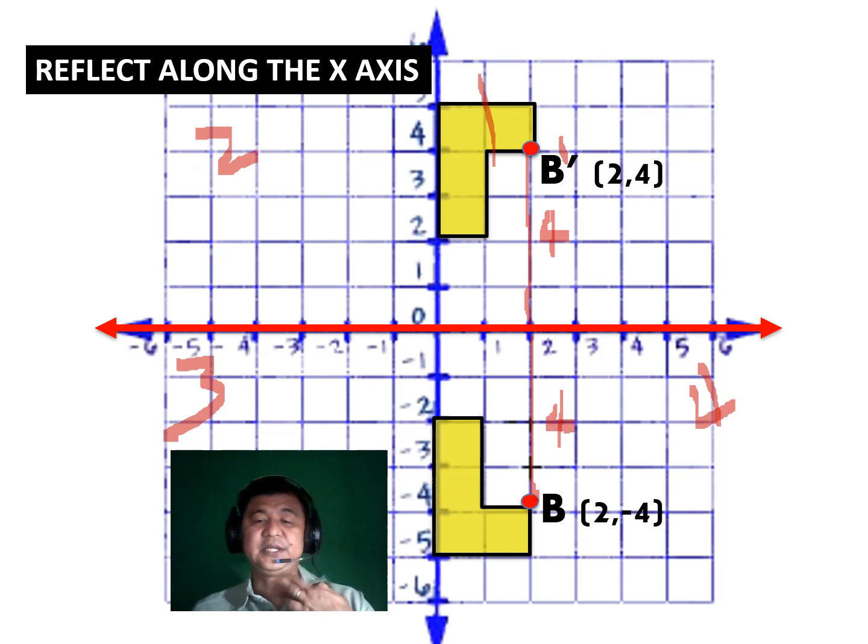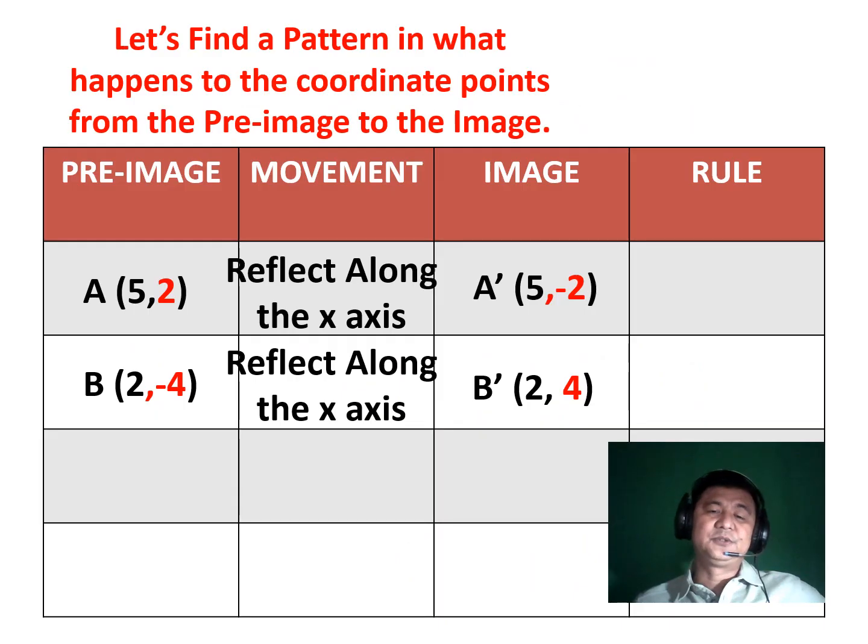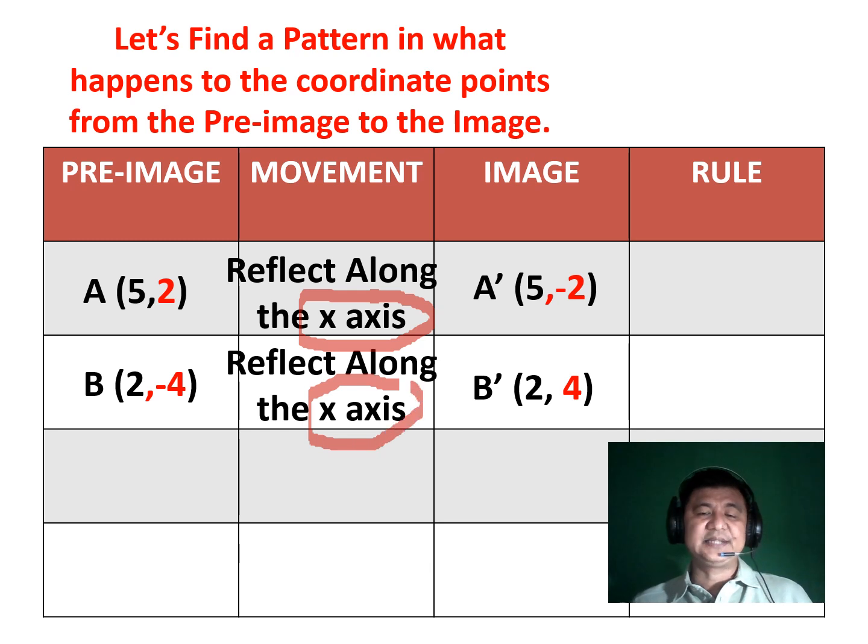Okay? So take note of the coordinates. What happened to 2, -4? It became a 2, 4. Oh, are you thinking of a pattern already? Okay, before you generalize on that pattern, let's now do a summary. So these are our reflections when we reflected along the x-axis. Remember, our focus was just the x-axis.